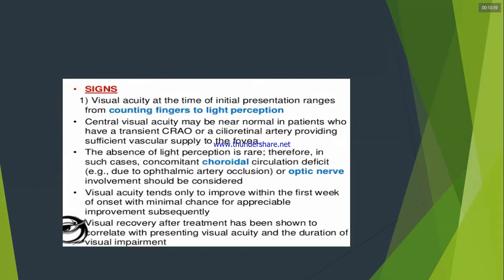So what are the signs? The visual acuity at the time of initial presentation is counting fingers or light perception, PL and PR. So what is PL and PR? It is very important, and it is asked in every table.